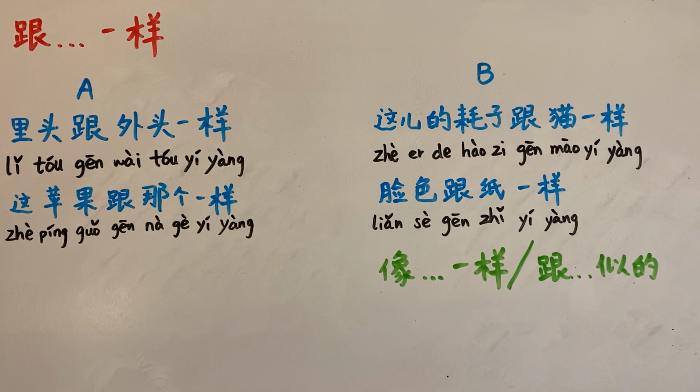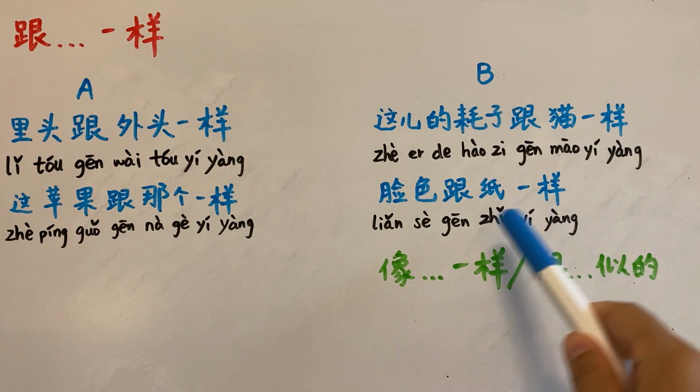So the difference between group A and group B is group A is to make a comparison between two things, and group B is to make a metaphor. It's a rhetorical method, metaphor.